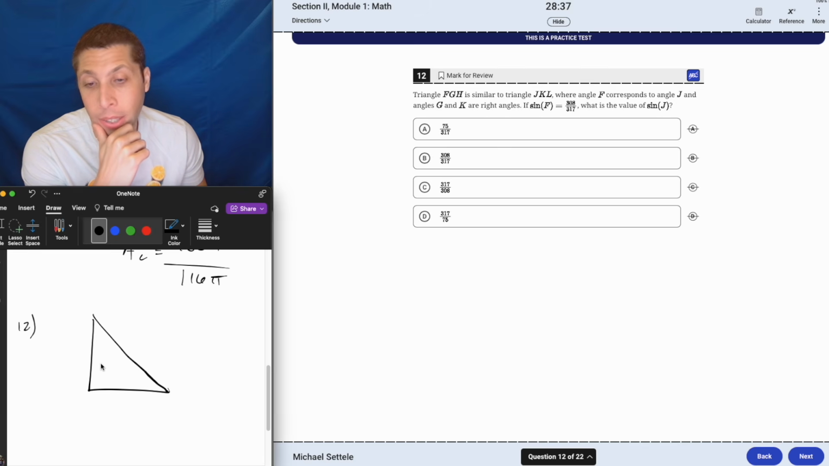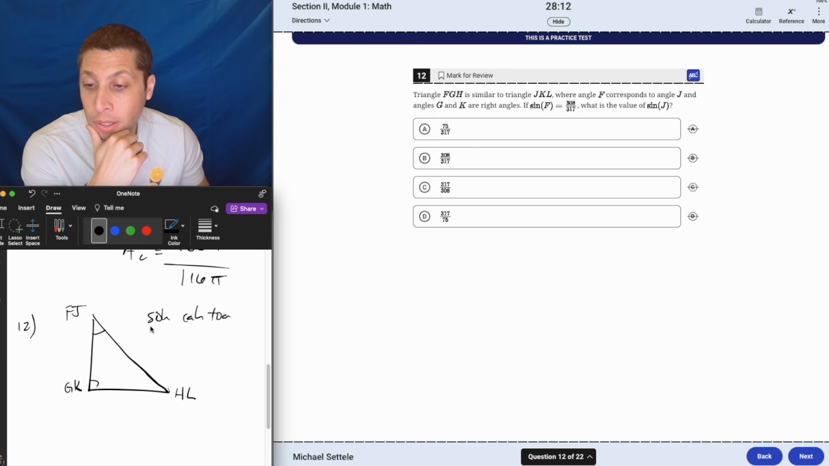G and K are right angles. So G and K, I'm going to draw them on the same triangle. So F corresponds to J, leaving me with H and L. FGH, JKL. If sine of F, so here's F, is 308 over 117.